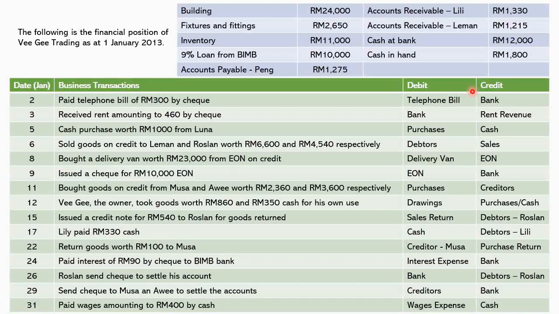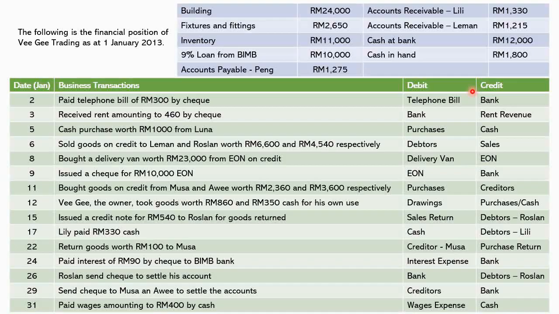15 hari bulan, issue a credit note for 540 to Roslan for goods returned. So bila jualan, ini pulangan jualan ya, sales return. So sales return mengurangkan jualan, mengurangkan revenue. So debit sales return, credit debtors Roslan. Sebab hutang Roslan terhadap kita semakin berkurang. Aset berkurang, kita credit.